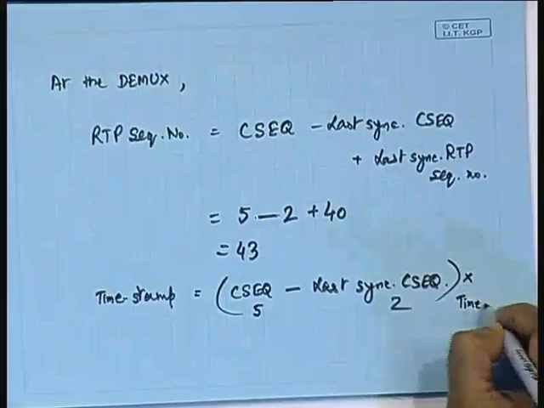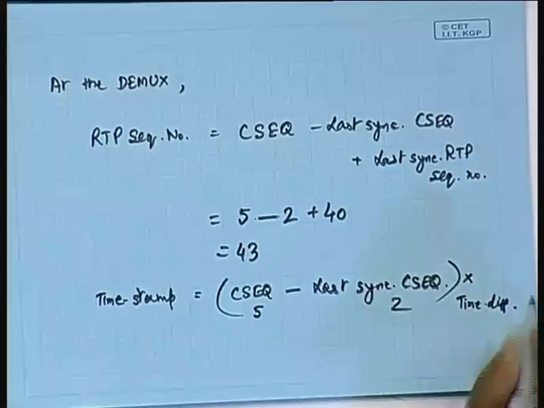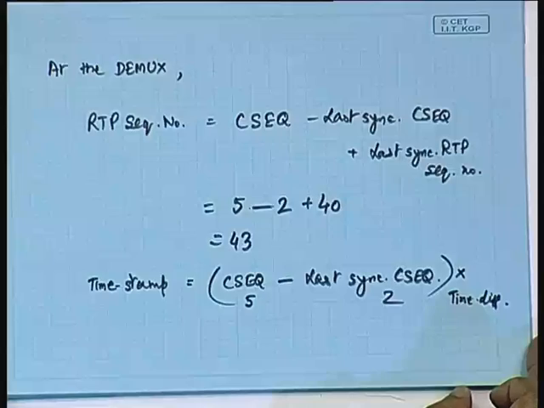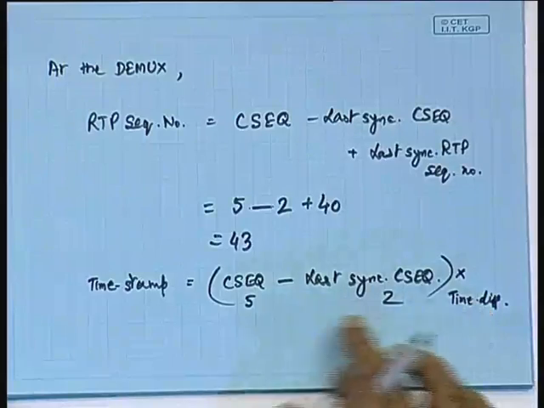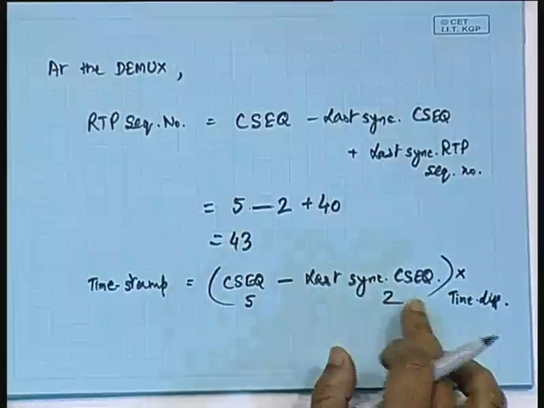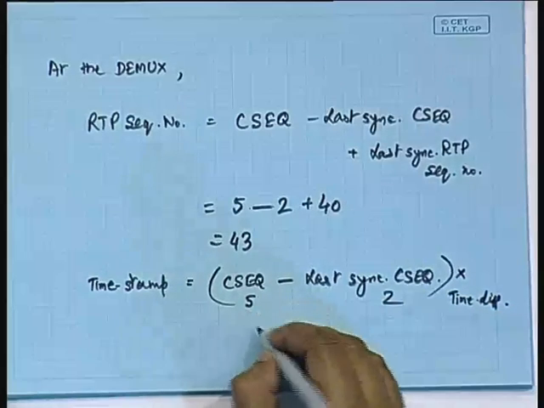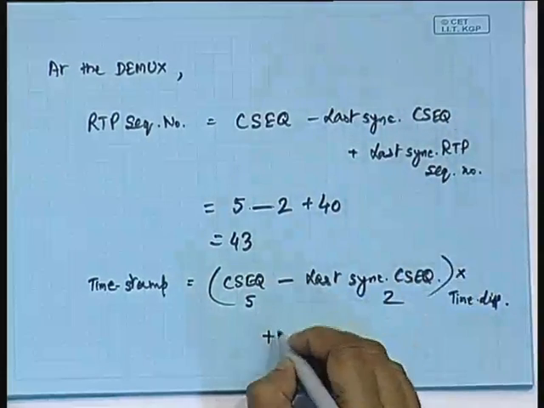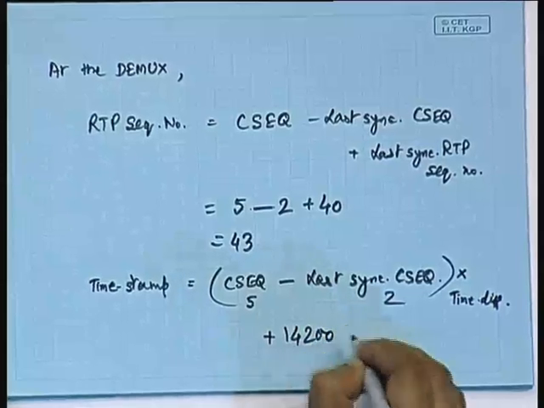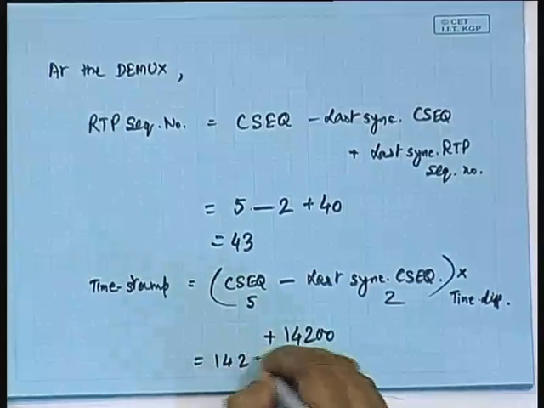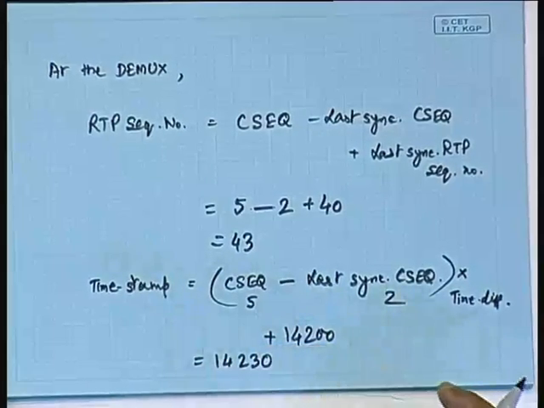This needs to be multiplied by the corresponding time difference. The time difference in the sequence is 10, so it is (5 minus 2) into 10, that is 3 times 10, which is 30, plus the last sync RTP timestamp, which is 14,200. So, it knows that the timestamp now should be 14,230. So, it recovers the timestamp. So, we are sending less information.